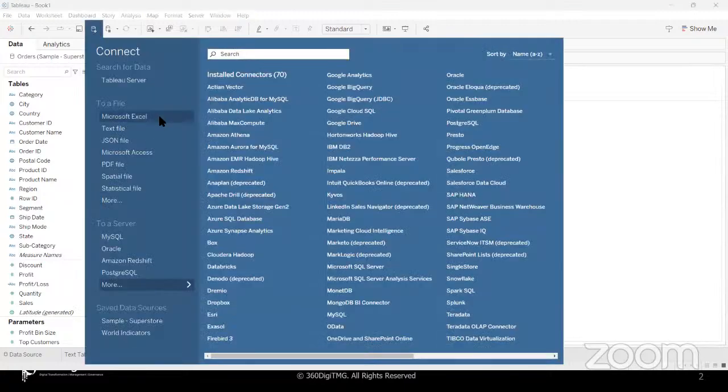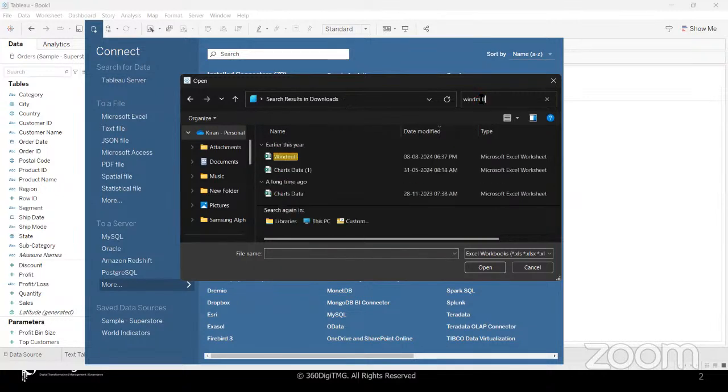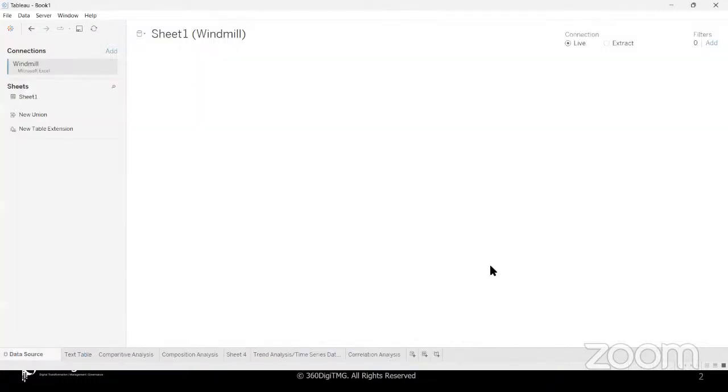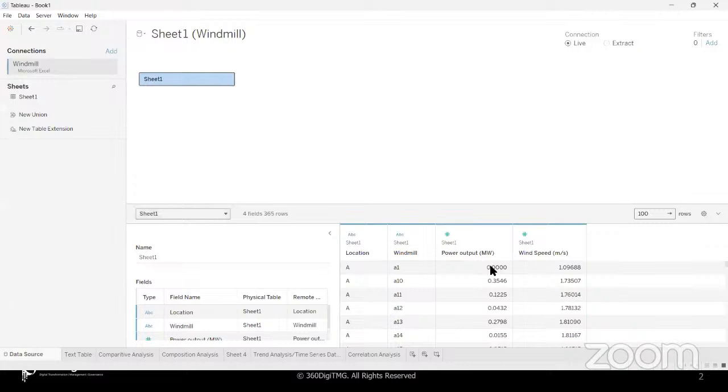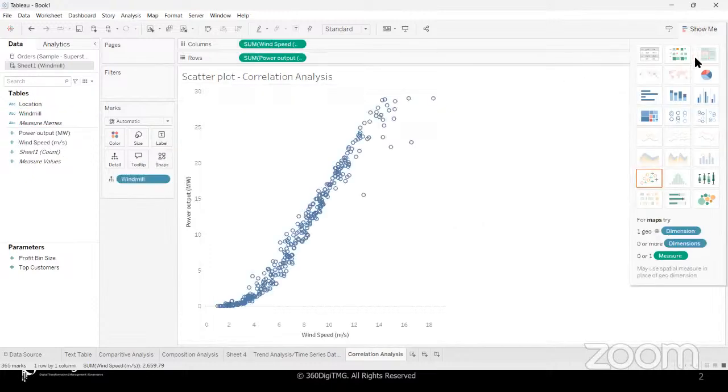Let's say your client has given you a set of requirements, and in the requirement, the client uses words like proportionality, what is the correlation, can you perform prediction analysis on this data? Then first you have to create a scatter plot. That's how you decide. So I want to check the correlation between power generation and wind speed across different windmills.